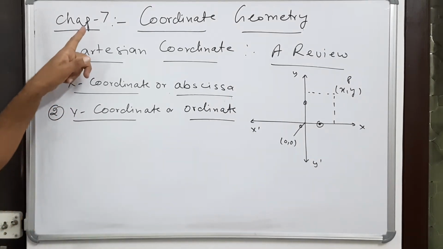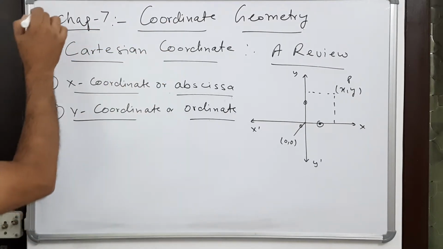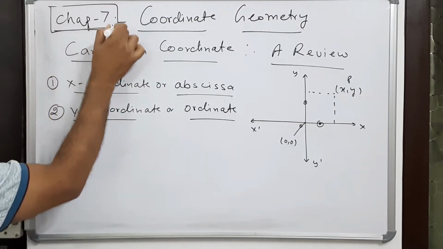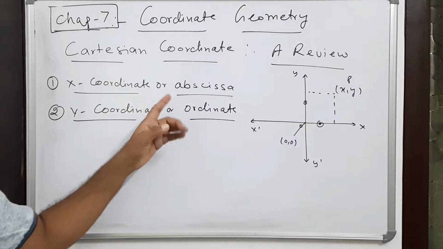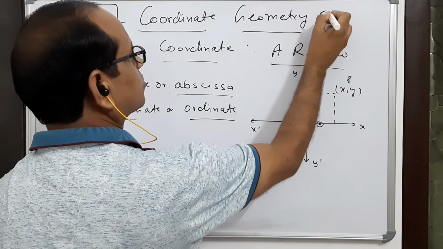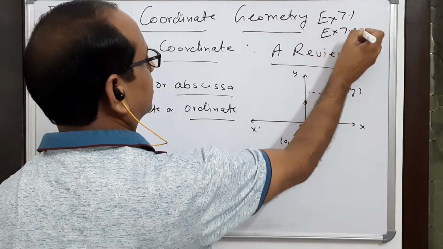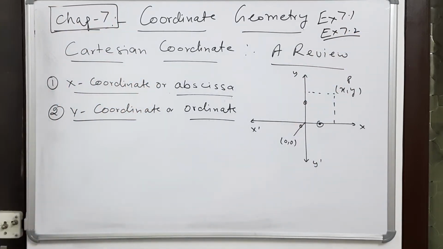Today we are starting a new chapter, and this chapter is Coordinate Geometry, chapter number 7. Before I start this chapter, I want to tell you that in our syllabus we have only exercise 7.1 and exercise 7.2. Exercise 7.3 is not in our syllabus, that is related to the area of the triangle.